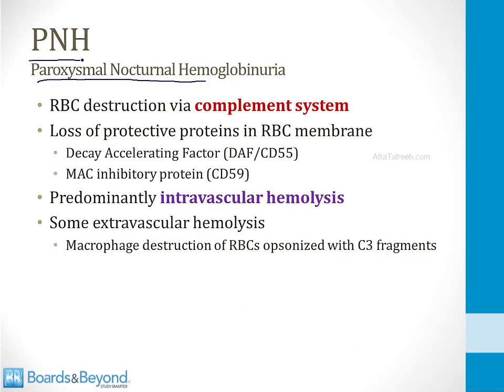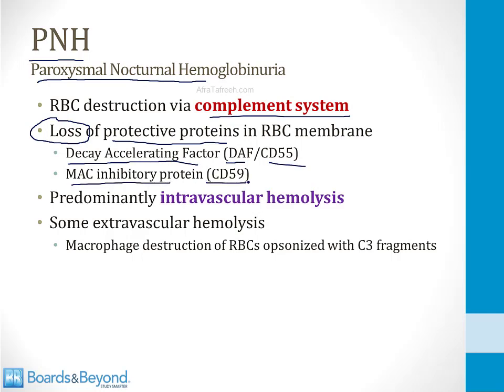This is a disorder where hemolysis occurs because red blood cells are destroyed by the complement system. Normally the complement system does not lyse red cells, it only lyses bacterial cells and other pathogens. The reason red cells normally don't get lysed is because they have protective proteins on the red blood cell membrane. And in PNH there is loss of those protective proteins, and this leads to complement destruction of red cells. So those protective proteins go by names like decay accelerating factor, or DAF. This is also sometimes called CD55. Another important one is the MAC inhibitory protein, which is also called CD59.